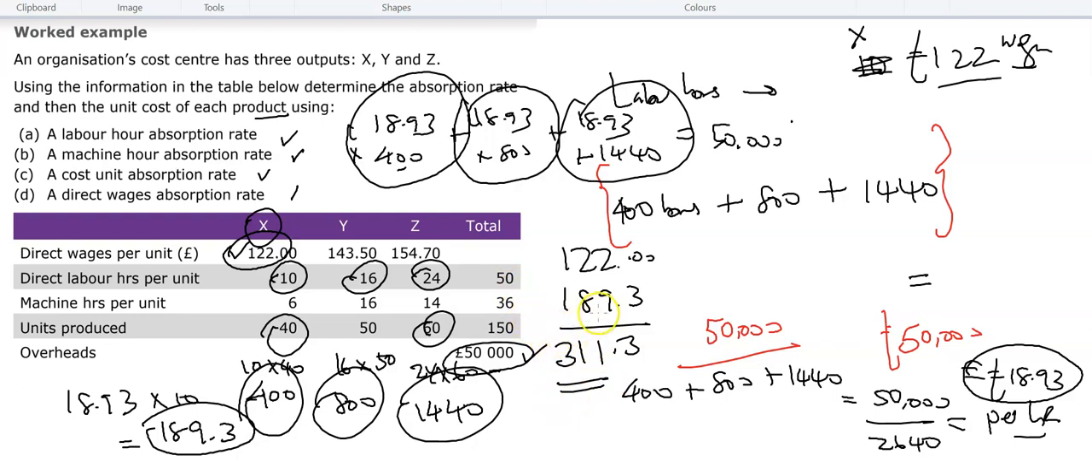So they are two slightly different questions. Your question is very much focused on this 50,000. To do that, we just needed to find the cost per hour, and then apply that answer of £18.93 to each unit based on the number of hours each unit is generating. Cool, great. I hope that helps.